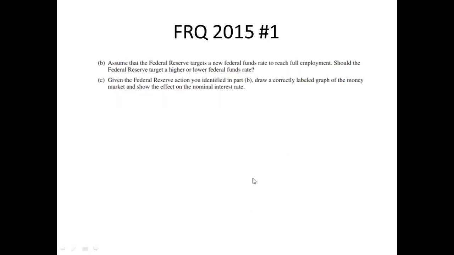All right, moving on. Assume that the Federal Reserve targets a new federal funds rate to reach full employment. Should the Federal Reserve target a higher or lower federal funds rate?